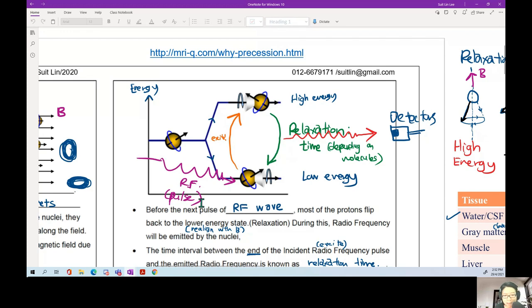So we are sending pulses of radio frequency wave. So it's just a blast. And then it's nothing. It will go up, it will go down. And then we send another blast, go up, go down. Send another blast, go up, go down.